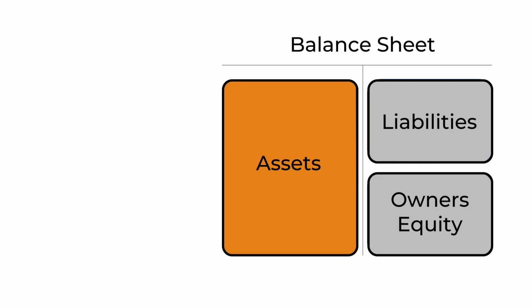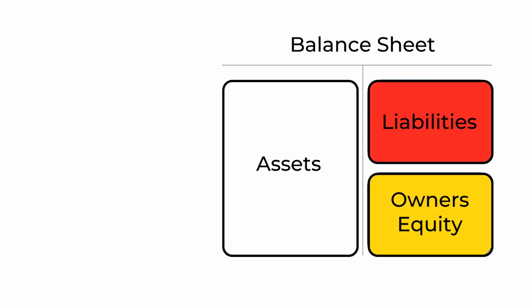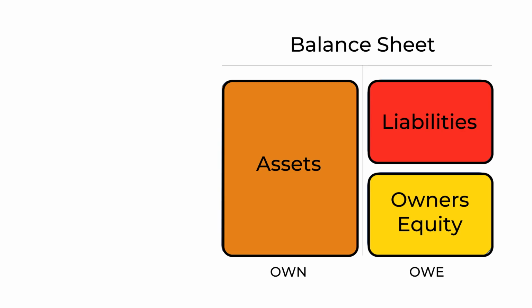The orange is for what the business owns or controls. The business has borrowed money from liabilities and owner's equity and has used this money to buy assets to help the business to make money. So the yellow plus red will always equal orange. Owner's equity plus liabilities will always equal assets. On the right-hand side is what the business owes, and on the left-hand side is what the business owns. So the balance sheet tells us how strong the business is.